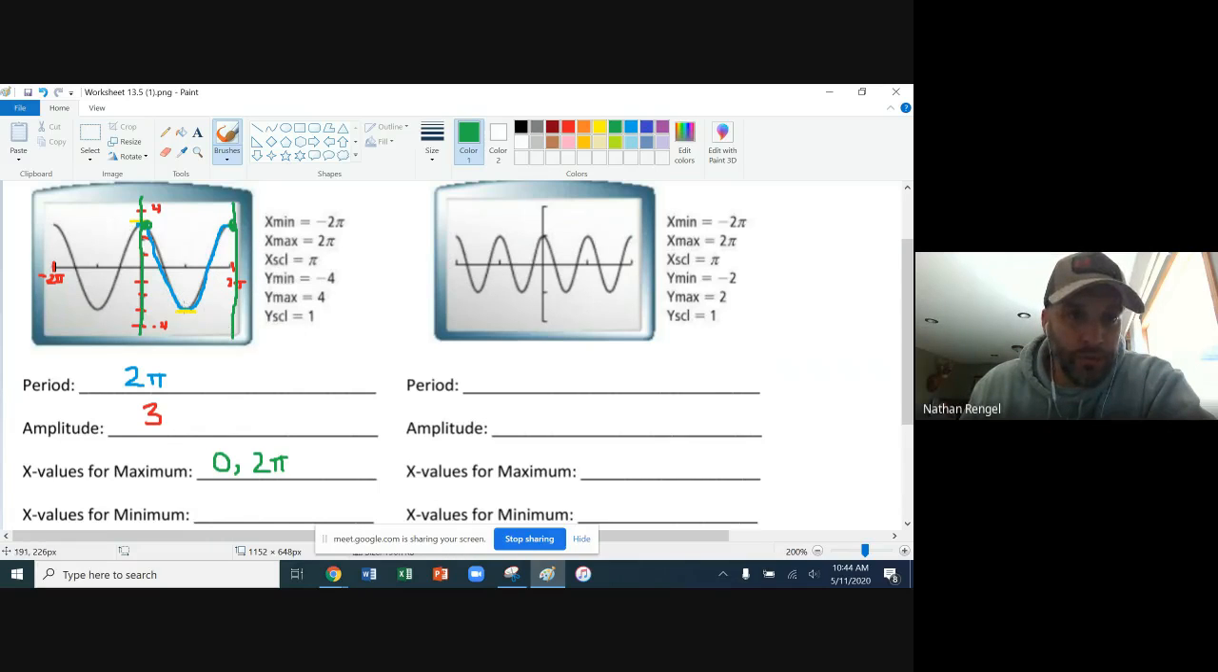Now the minimum. There's only one minimum. There it is, and that occurs at the middle point. So between 0 and 2 pi, where is the exact middle between 0 and 2 pi? Right at pi. So that minimum occurs at pi.